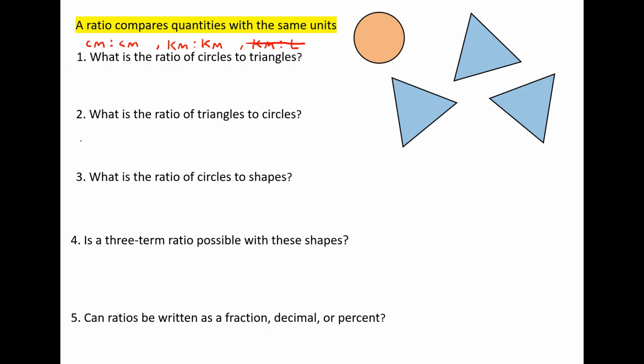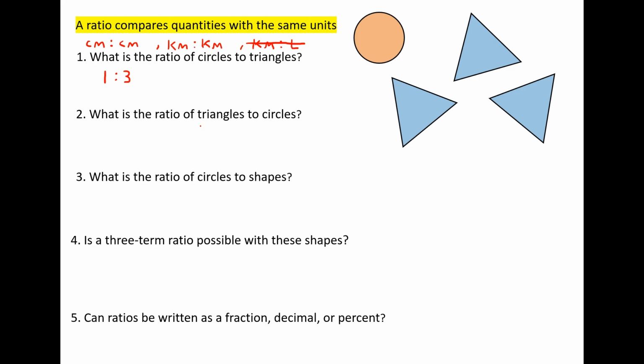Now let's answer these 5 questions. What is the ratio of circles to triangles? For this question, whichever shape you see in the sentence that comes first, you write down first. So right now I have one circle. So I write 1. I put a colon, and now I look at triangles. So circles to triangles. So how many triangles do I have? I have 3 triangles. So my ratio is simply 1 to 3.